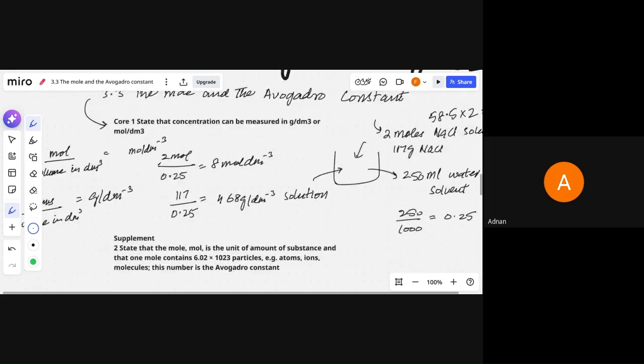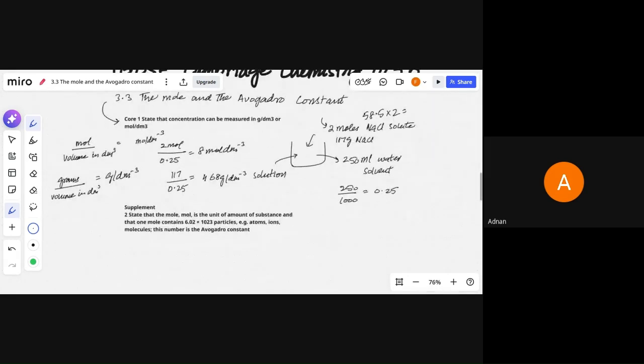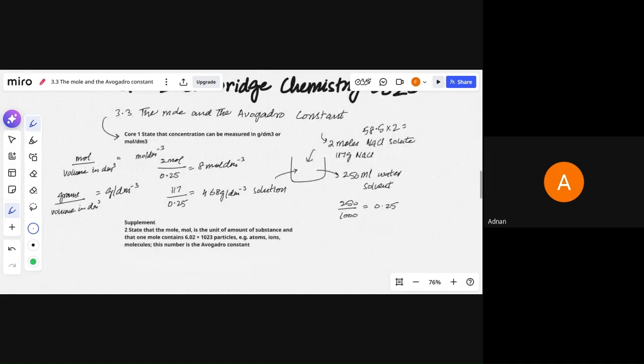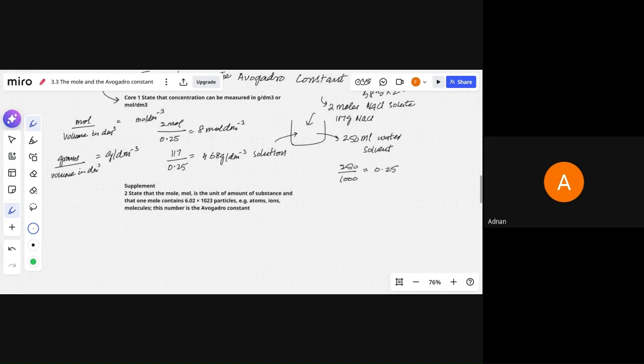Now the rest of the lesson is for students registered for extended. So supplement subtopic 2: state that the mole is the unit that contains 6.02 times 10 to the 23rd power particles, atoms, ions, molecules, and this number is the Avogadro's constant.